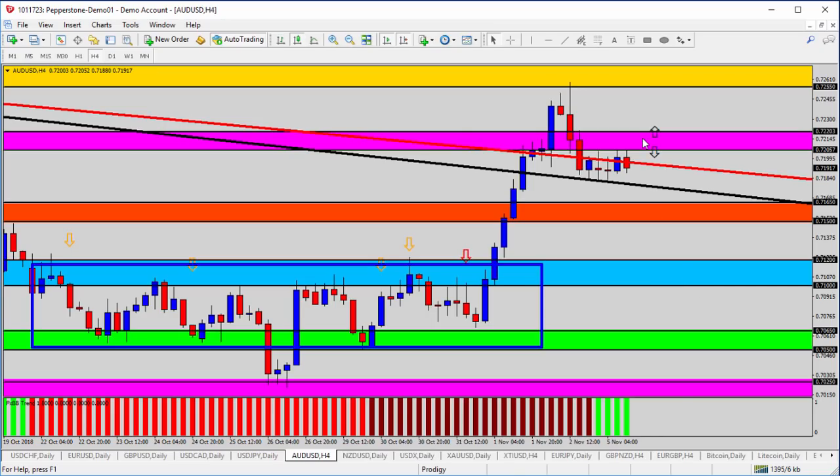The only reason you would suspect buying pressure is coming back in is getting back above the pink shaded area today for the Australian dollar.